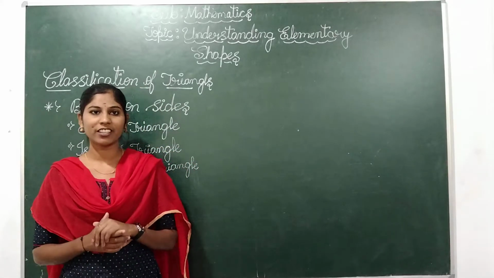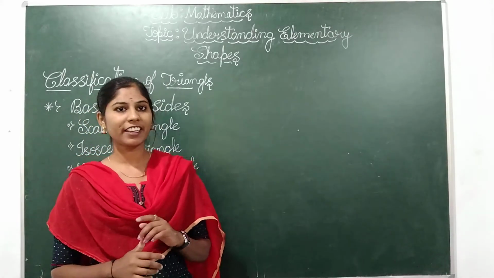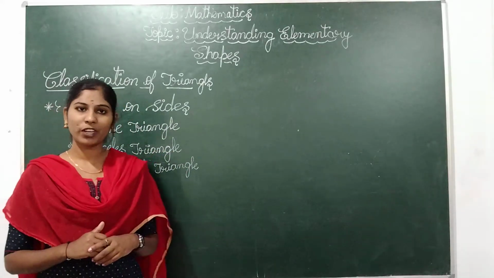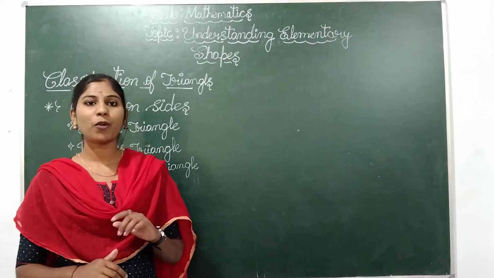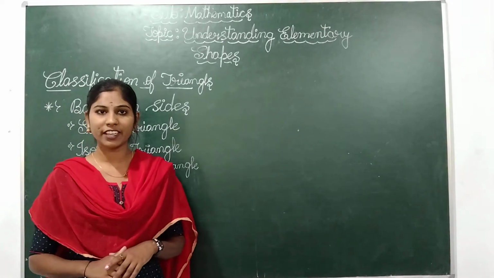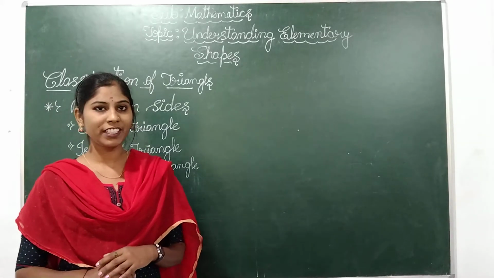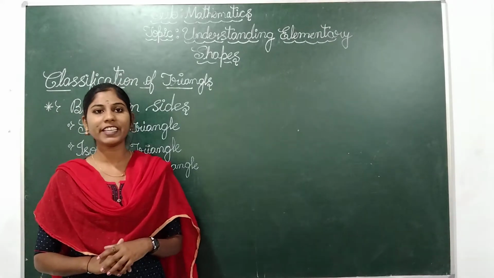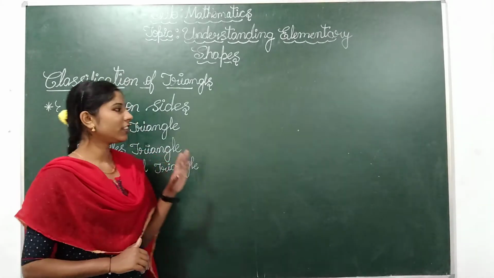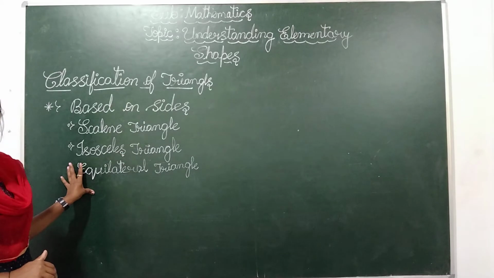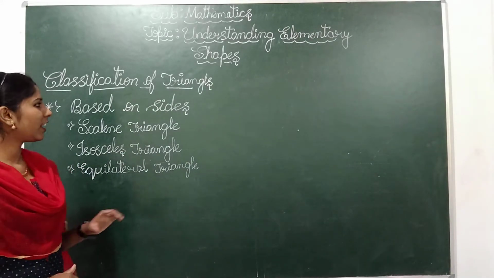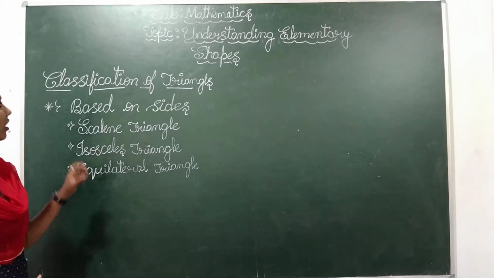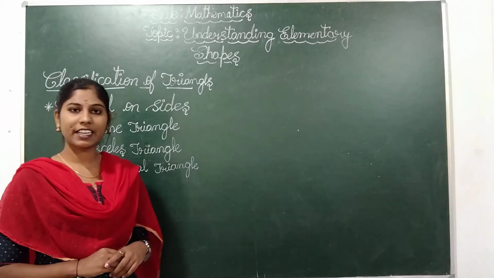Of the polygons. As we learned, the triangle is also one of the polygons. As we learned about the definition of a polygon, it is a closed figure, closed by sides or line segments. So the triangle is also one kind of polygon. Today in class we are learning the classification of triangles.